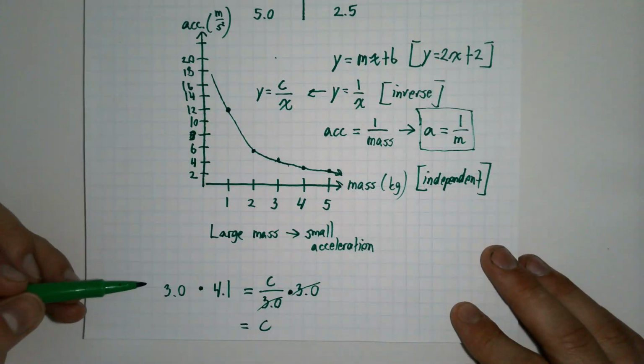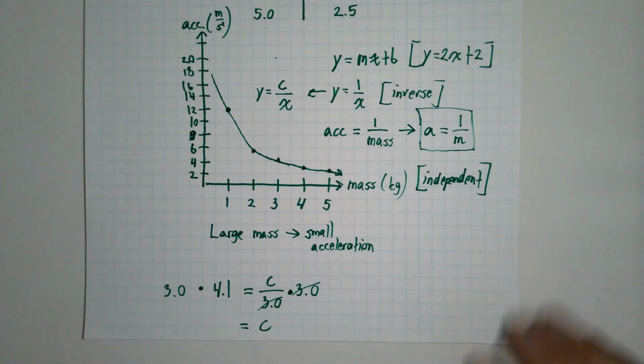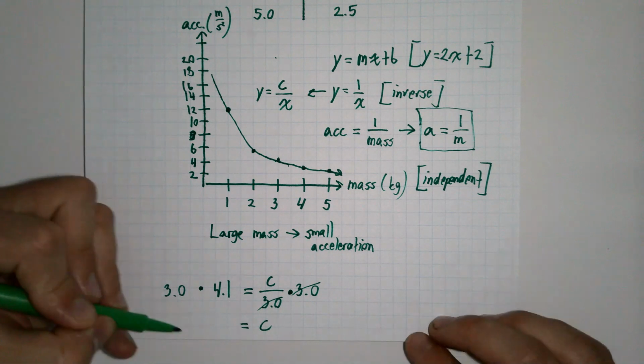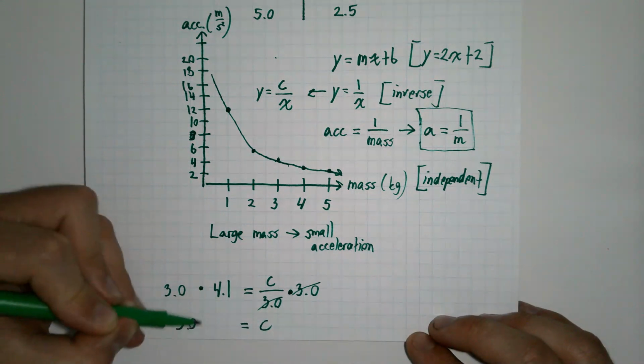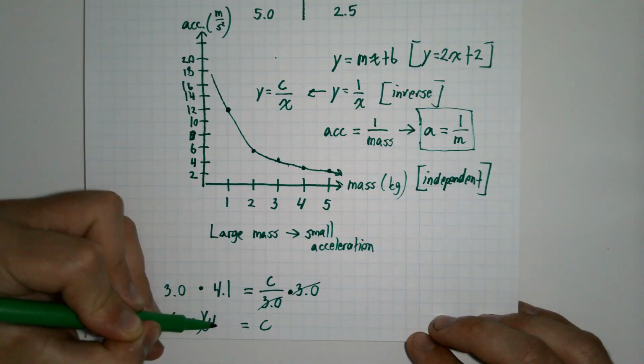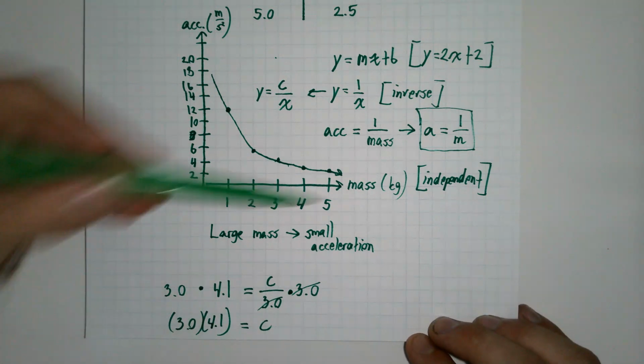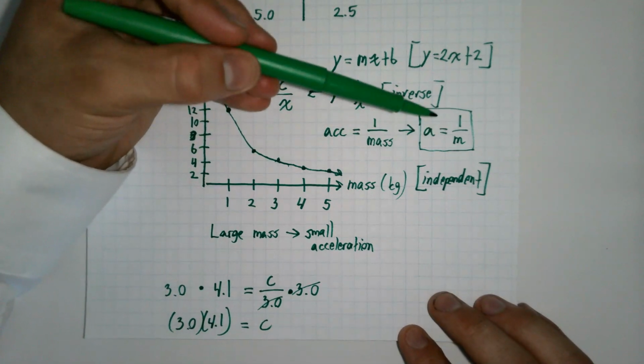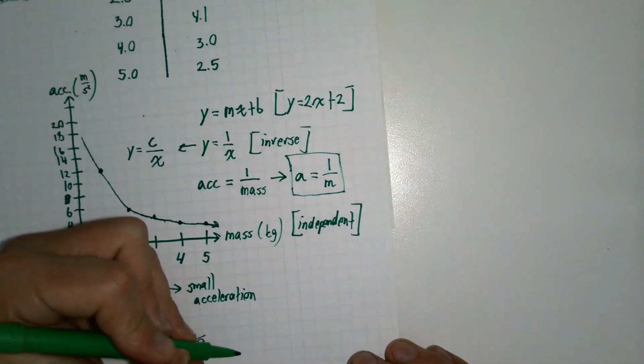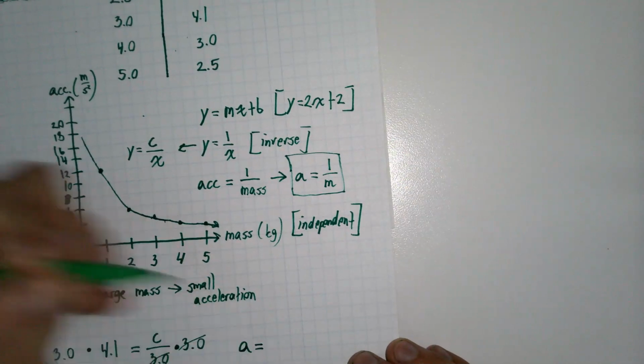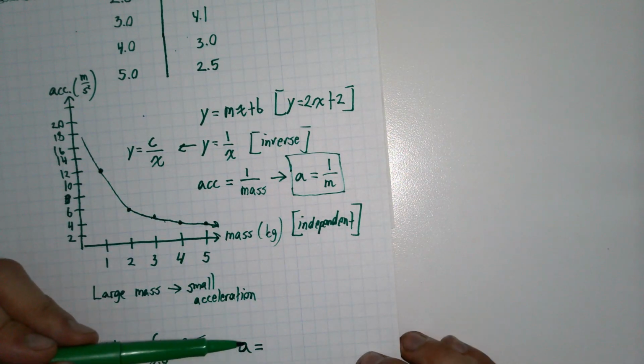What do we have on the left side? We have 4.1 times 3.1. And that is going to be our c value. Whatever 4.1 times 3.1 is, that's our value of c that we can then put back in this equation over here. So that means actually our equation is a, our acceleration, is described by c.